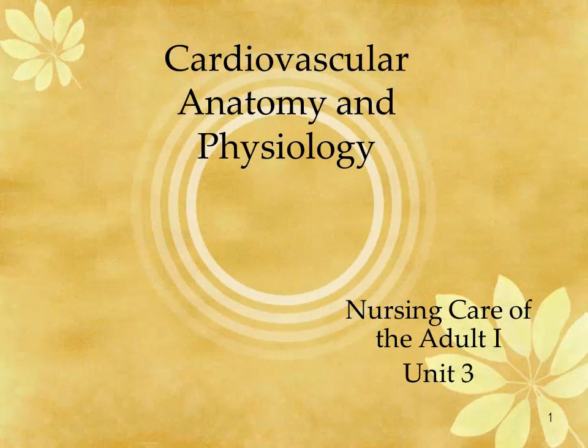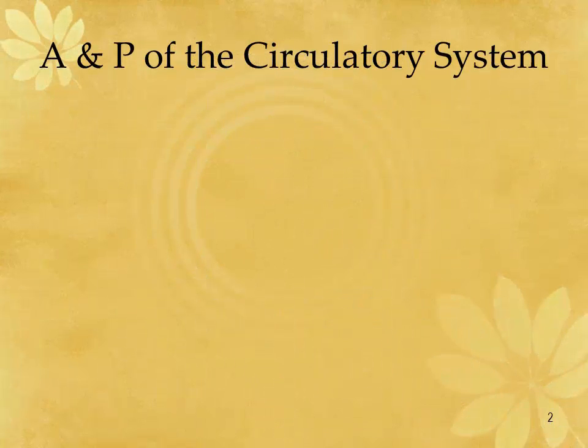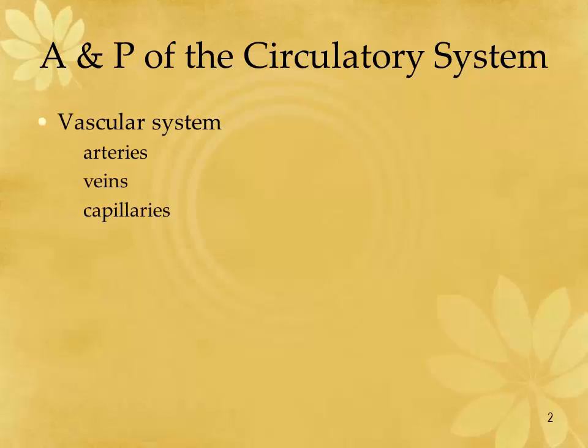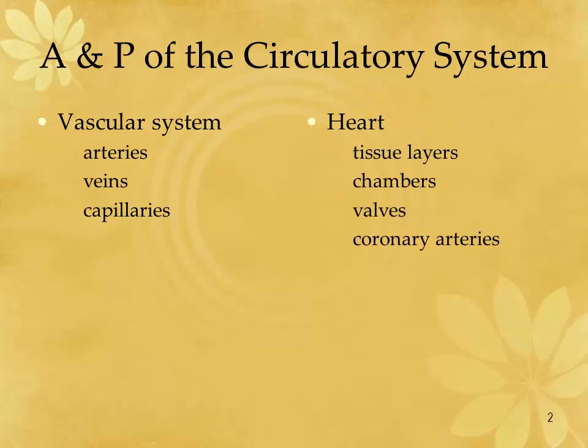Alright, so this is just a brief overview of anatomy and physiology for the cardiovascular system as an introduction or a prep for Unit 3. So we're going to talk about the vascular system, which consists of arteries, veins, and capillaries, and the heart. So we want to talk about the tissue layers, chambers of the heart, the valves that separate the chambers, and of course the coronary arteries.